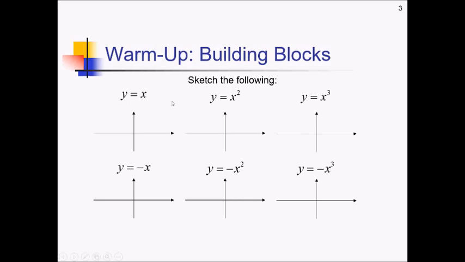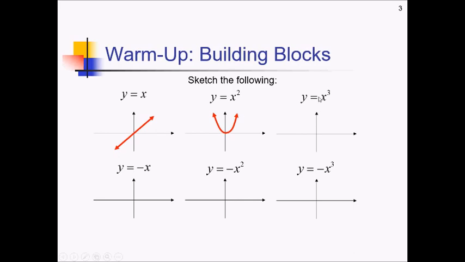Okay, so for each of these, let's go through now. Y equals x, that's just a line going through the origin, starting low, ending high, like so. And now for x squared, we spent like a whole chapter graphing those. That is a parabola going through the origin.